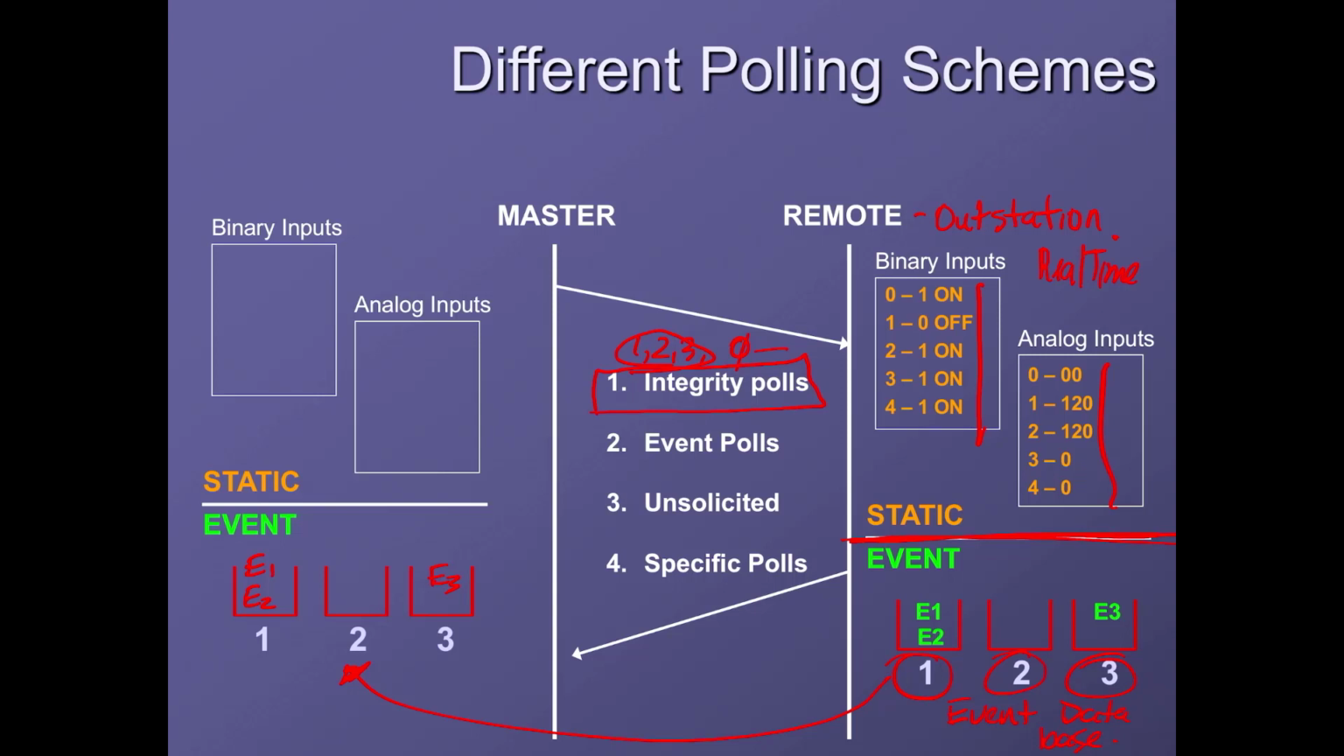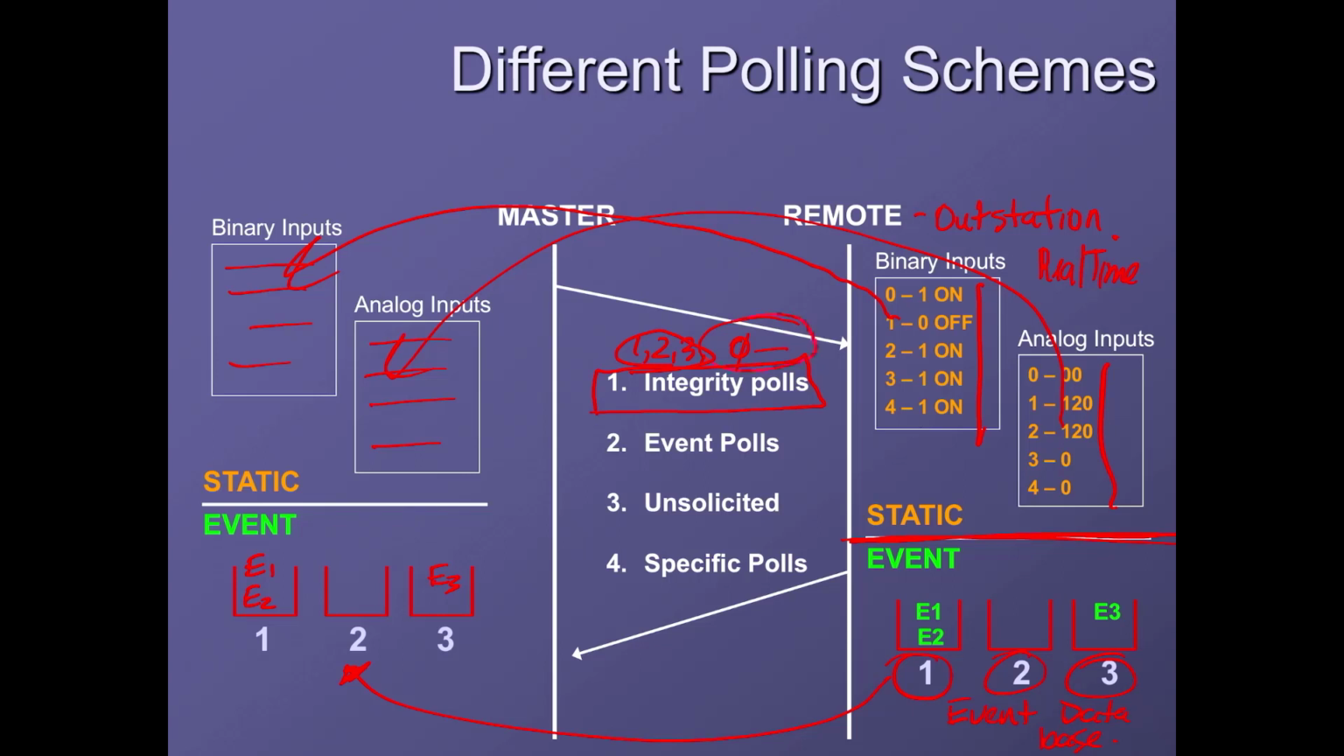Then the last part of it is to retrieve the real-time value, and that means that the binary inputs will be reported back as their specific object group and variation, and the same with the analog inputs. They'll be reported back as their specific object group and variation. And now we'll have all the values in the real-time database corresponding to that class 0 part of the integrity poll. So that would be an example of a class 1, 2, 3, 0 poll.